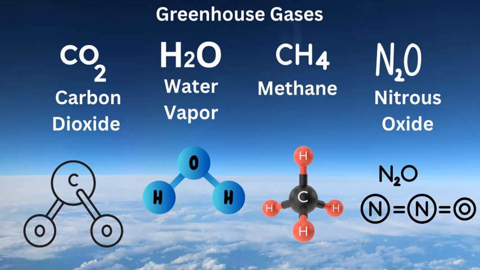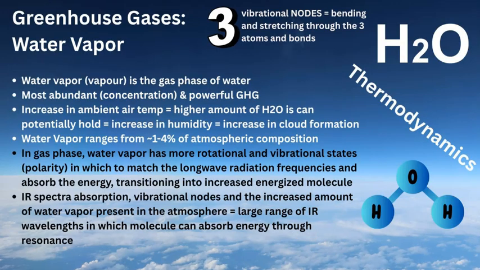The four main greenhouse gases discussed in this video are CO2, carbon dioxide, H2O, which is water vapor, CH4, which is methane, and N2O, which is nitrous oxide. Our first greenhouse gas to discuss is the most powerful and the most abundant, and this is water vapor, H2O.